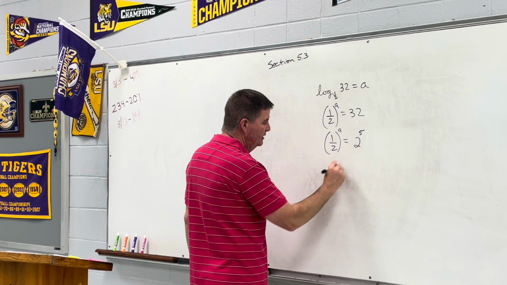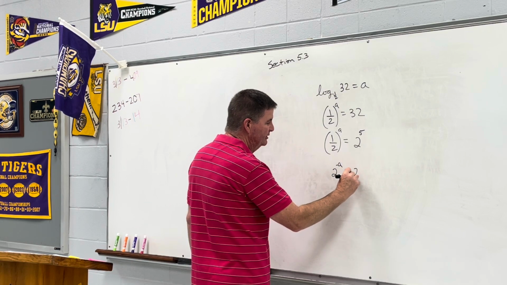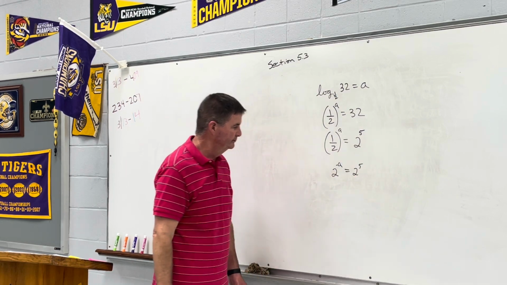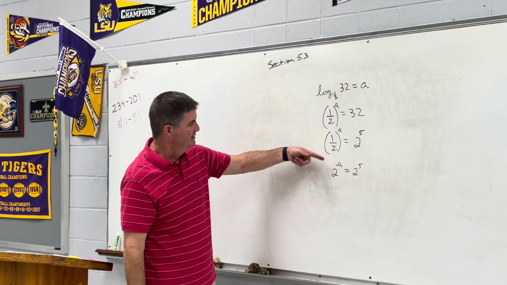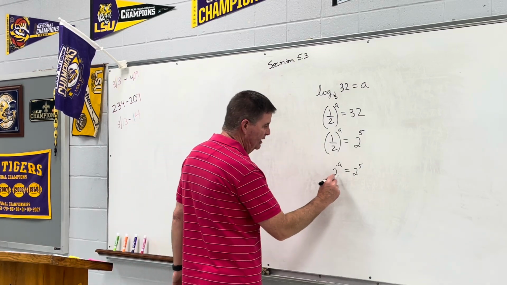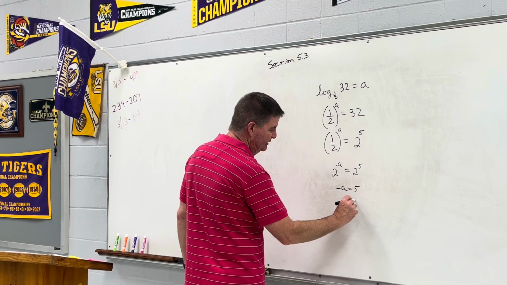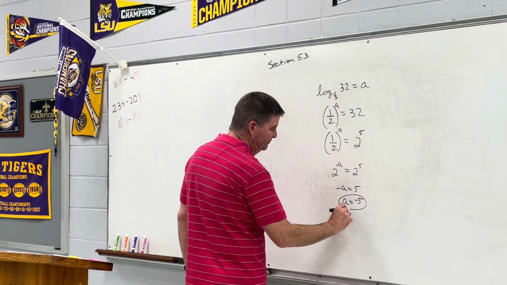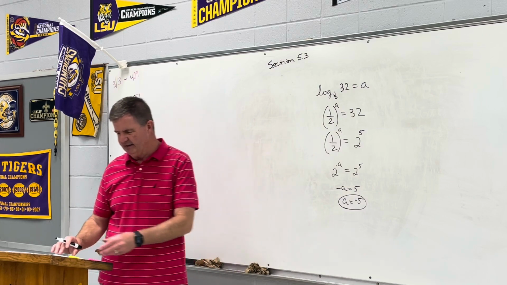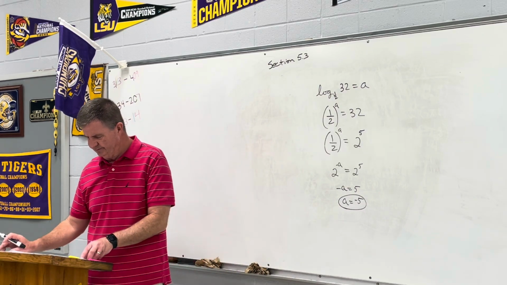So this here, written with a 2 in the numerator, would be 2 to the negative A is equal to 2 to the 5th, in order to bring the 2 to the top. But then we have what? Negative A is equal to 5. So positive A is equal to negative 5.